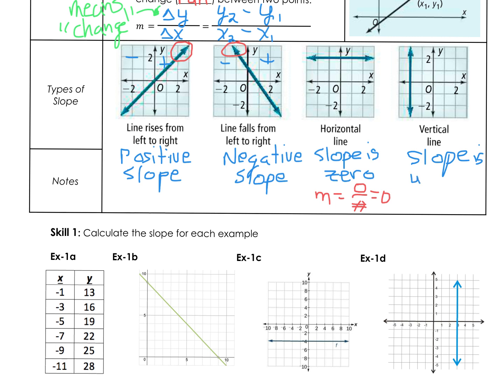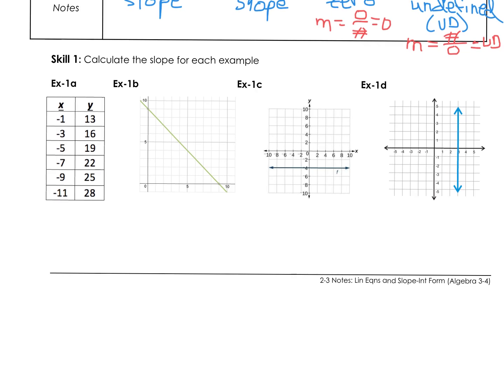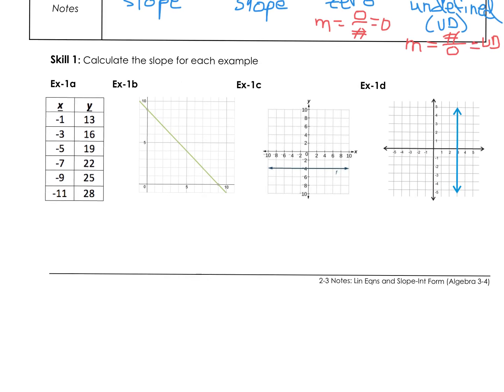All right, so undefined. You can abbreviate that as UD, and you get an undefined slope when you have a number in the numerator, but 0 is in the denominator. So that creates an undefined slope. Okay, so let's look at several examples, and we're going to calculate the slope for each of these examples.